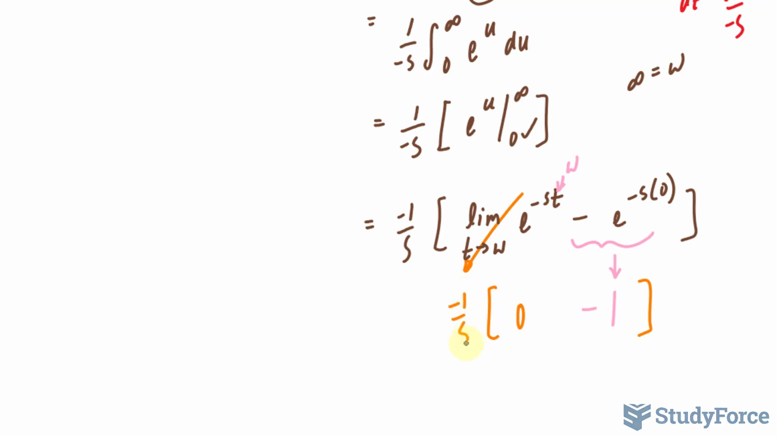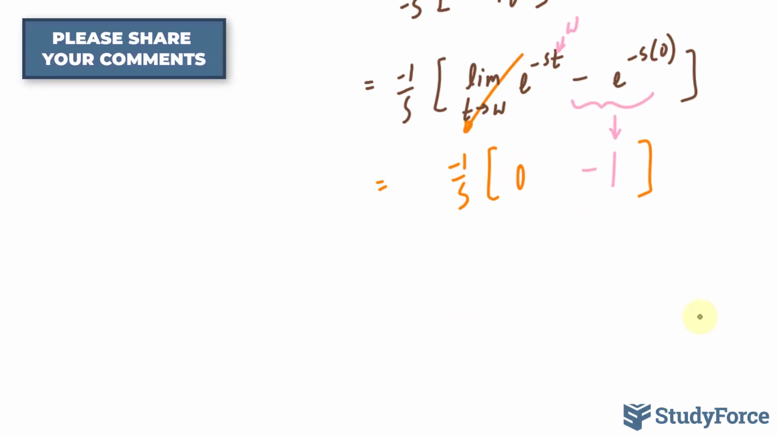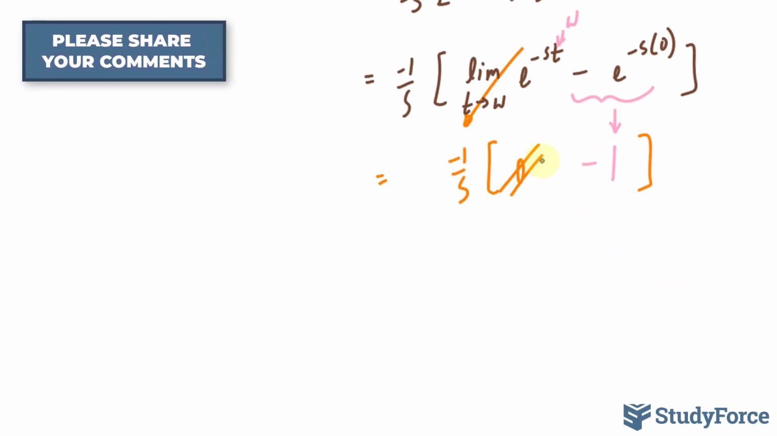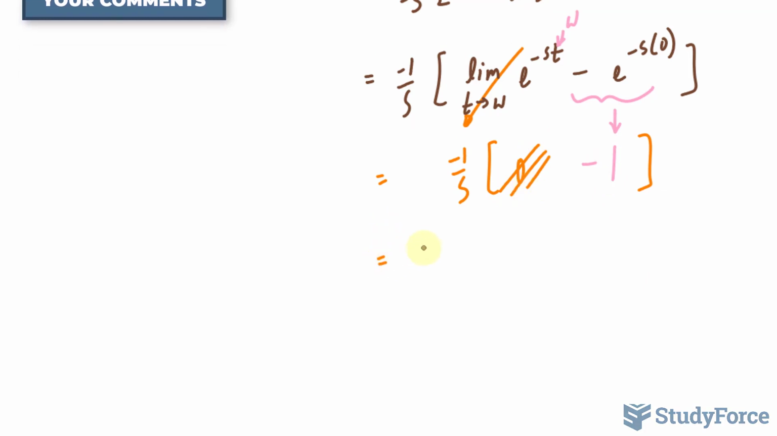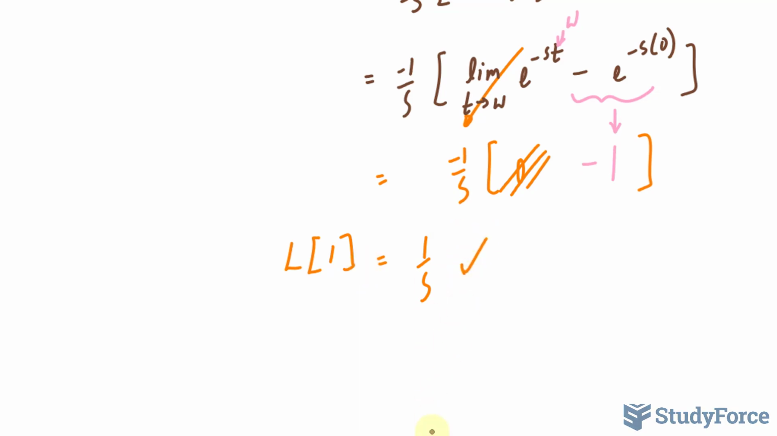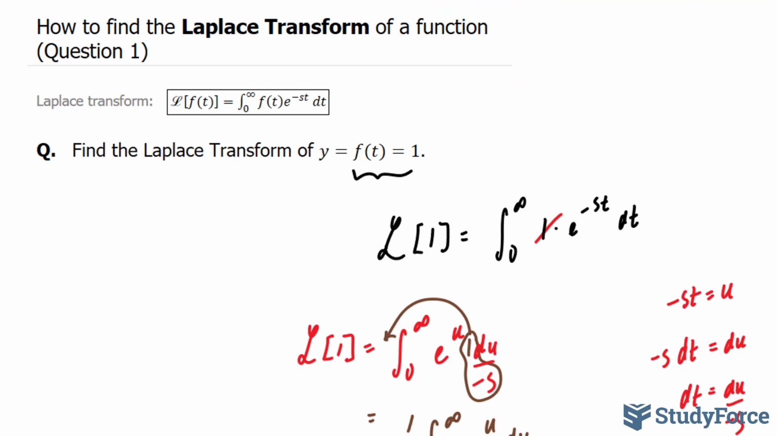So we have negative 1 over s times negative 1, because we can disregard that, and we have 1 over s. So the Laplace transform of this function, which was 1, is equal to 1 over s, and remember, s stands for the frequency. So this represents the answer to question number 1, and that is how to find the Laplace transform of a function.